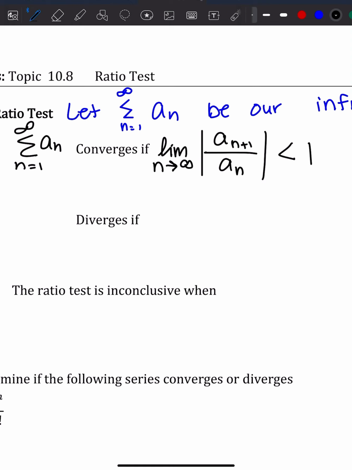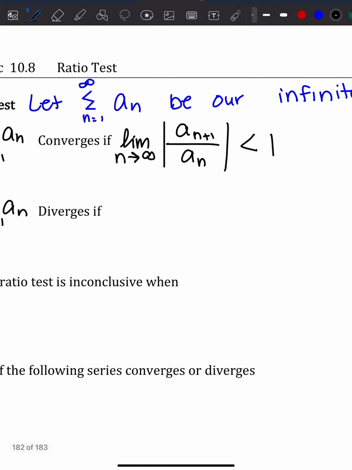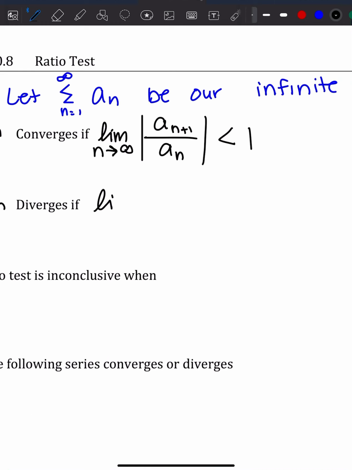is less than 1. So if I take the limit of the next term divided by our current term, if that is less than 1, then we are good to go, it converges. On the other hand, if we have that same exact thing and it's greater than 1, our series is going to diverge. So if we have the limit as n approaches infinity of the absolute value of a sub n plus 1 divided by a sub n is bigger than 1, it's diverging.